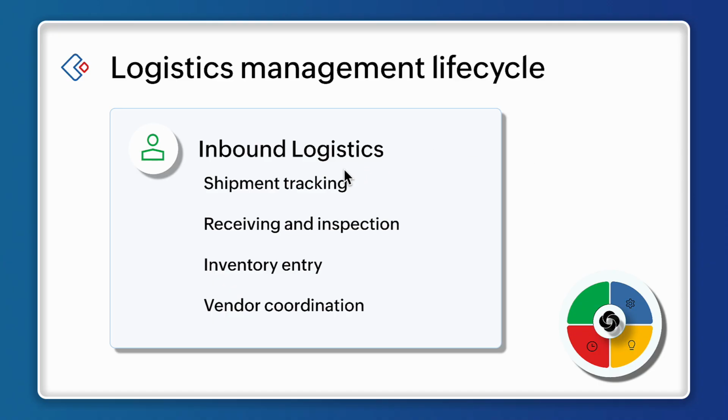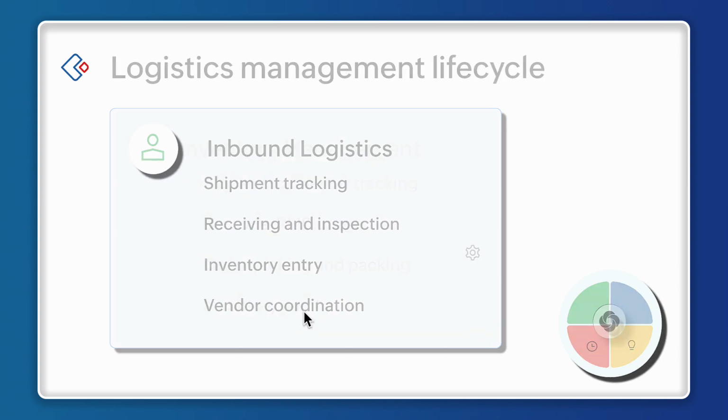And this particular stage involves the shipment tracking, receiving and inspection, inventory entry, the vendor coordination. So basically this inbound logistics ensure that your operations start with the right materials received at the right time and in the right condition. So this will help you to form the foundation for a smooth supply chain management.